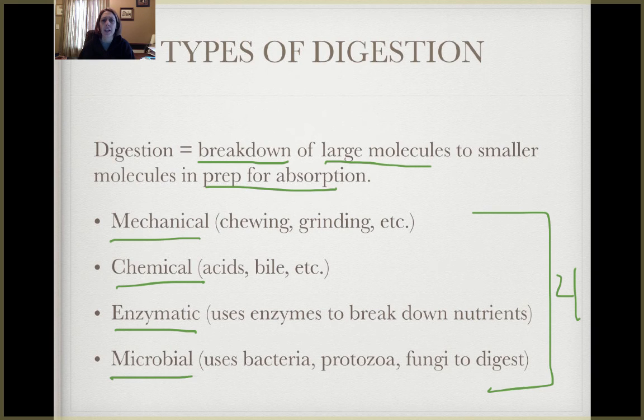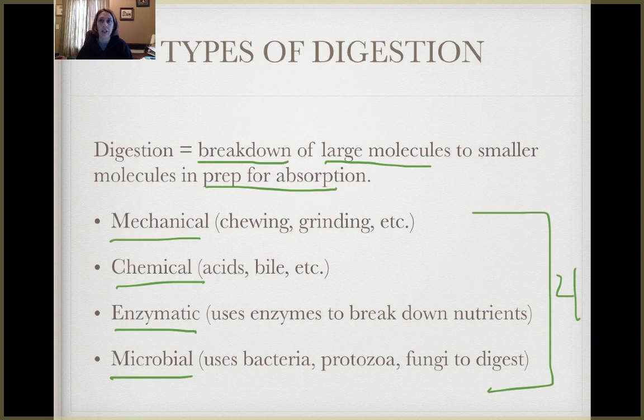Mechanical digestion is chewing, grinding, some of the processing that we do to help animals digest their feed. It's simply the physical breakdown of a food particle. Chemical digestion is where we're talking more about hydrochloric acid that's found in the stomach, and bile that comes from the gallbladder that can help digest fats. Those types of chemicals that can be used in the body.